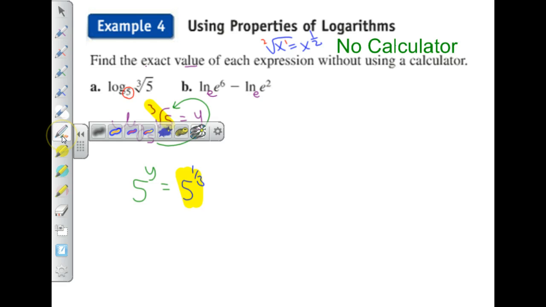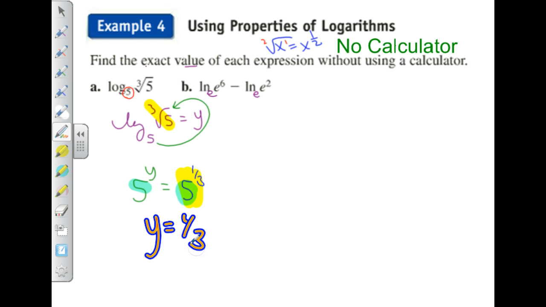And then this is kind of a neat rule. If 5 is equal to 5, then I know that these exponents are going to be equal. So all I have to say is y equals 1/3, and I'm done for that problem.